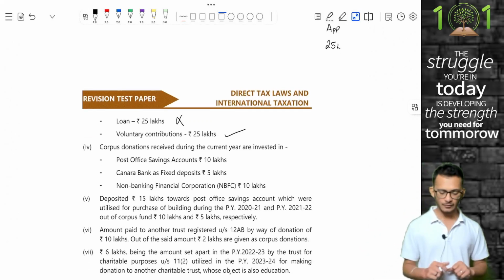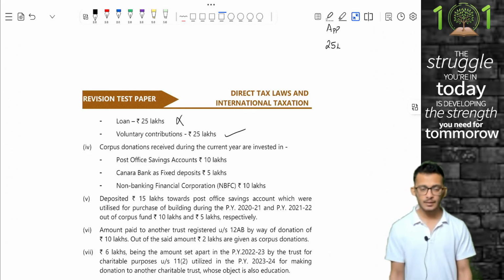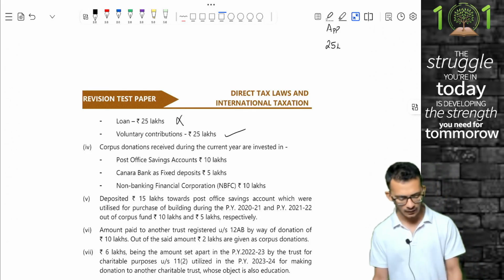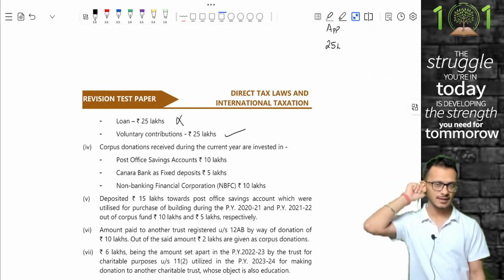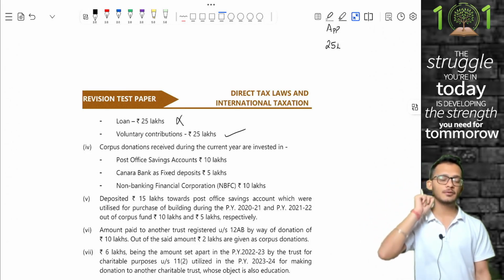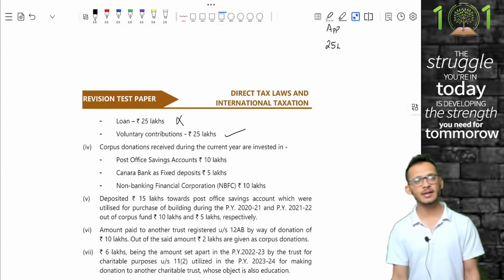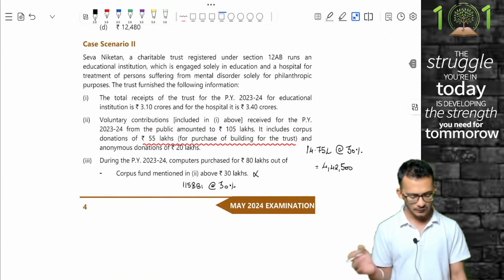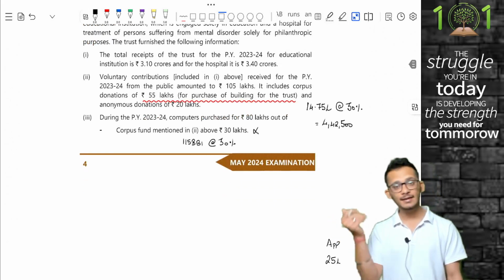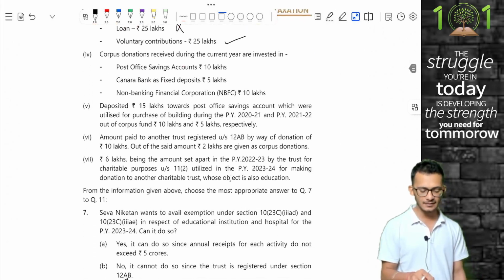Proceeding forward, the corpus donation which is received during the current year has been invested as follows. Now this is going to answer your question on corpus donation, which ones are exempt. Because if you recall, corpus donation provisions come and say that corpus donation can only be treated as exempt if it is used and invested in 11.5 modes. Now we already know that the corpus donation was how much? It was 55 lakhs. But in that 55 lakhs, 30 lakhs you used for computer, which means you have violated the conditions there itself. So 30 lakhs is never getting exempted.